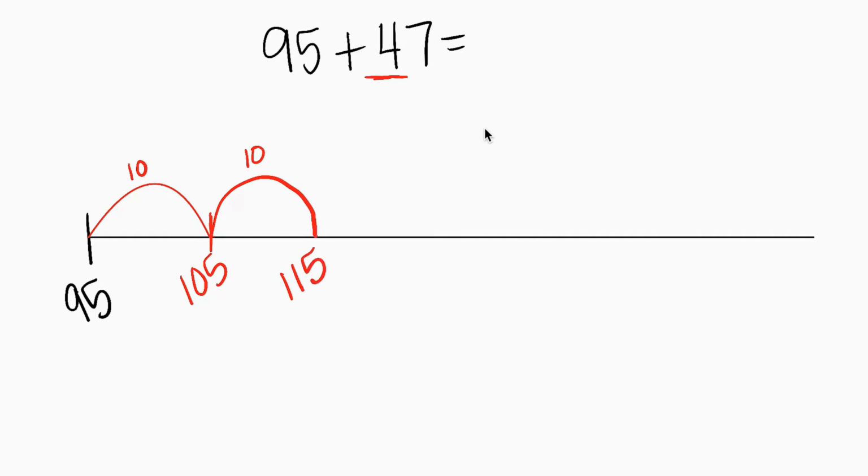And then we're going to add another 10. And that's 125. We're still not there yet because we need to add 4 tens. So let's add another 10. And then we have 135. And if you notice, my tens aren't perfect, and that's completely okay. It's just a representation. It does not have to be drawn to scale.